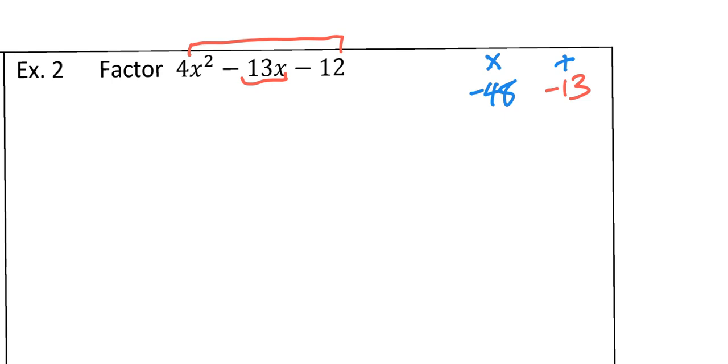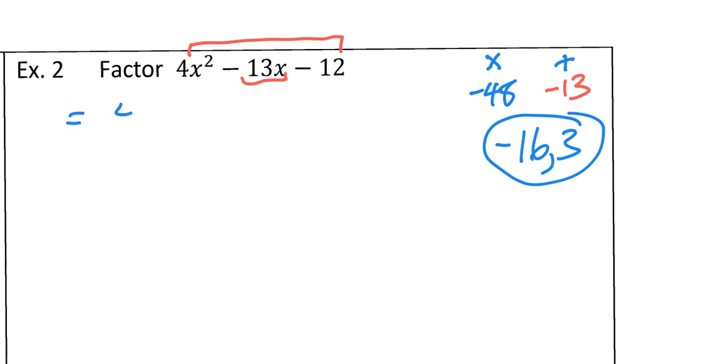And we sit here and we do the mathematics, and I'll help you with this. So you get negative 16 and 3. So negative 16 and 3 work. So let's go and split that middle term. So we write now 4x squared, and we split the middle term to be minus 16x and plus 3x, and then minus 12.